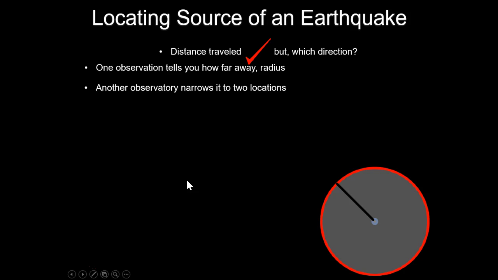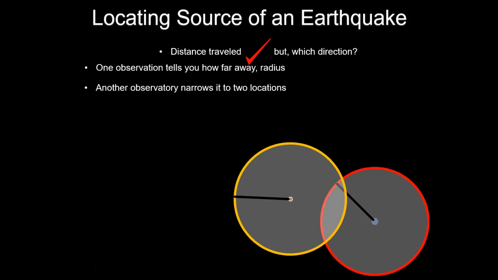Another observatory is going to narrow our options to 2 different locations. So this is our other hypothetical seismograph, and these are all the possible locations of the earthquake based on it. There are 2 main points where the 2 circles meet, and so those are 2 possible locations for the earthquake to have occurred.